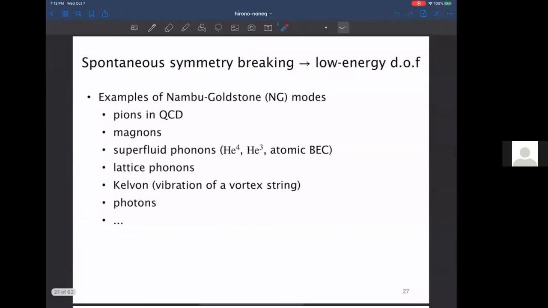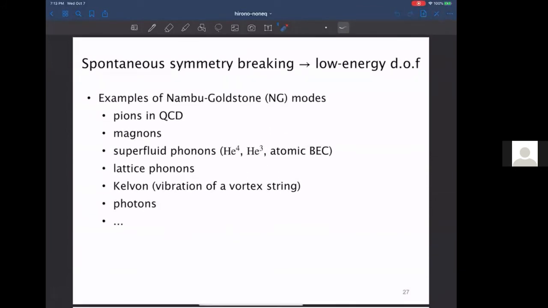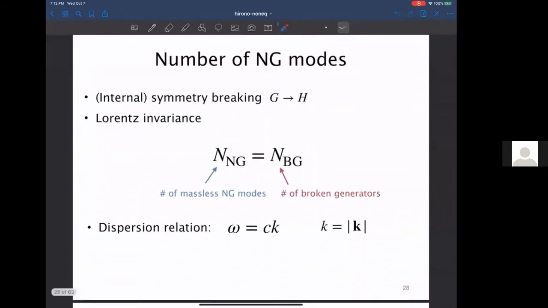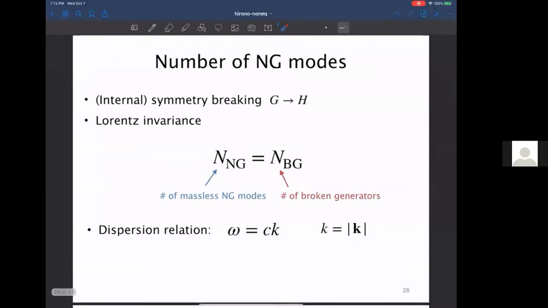So it is an important problem to constrain the properties or the numbers of those massless degrees of freedom based on the symmetry breaking pattern, because they are the most important degrees of freedom if we are interested in low energy physics. And we can identify the number of appearing Nambu-Goldstone modes in some situations. Suppose that there's some internal symmetry G, which is broken to H.